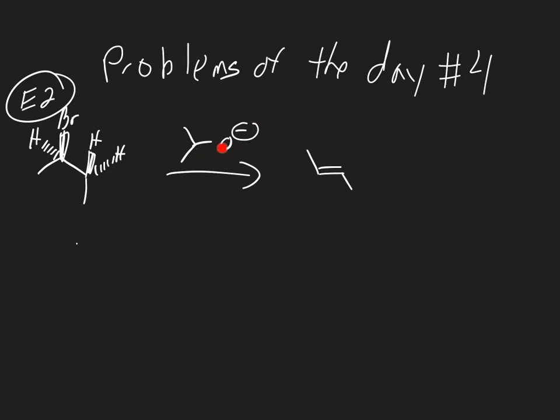You have a reactive charged base, usually fairly bulky as well. And you want to make sure you get the beta hydrogens that are anti-periplanar. So here you're presented with two. Here's the alkyl halide. It's a secondary alkyl halide. And you're presented with two hydrogens. And the question is, which one should you go for?